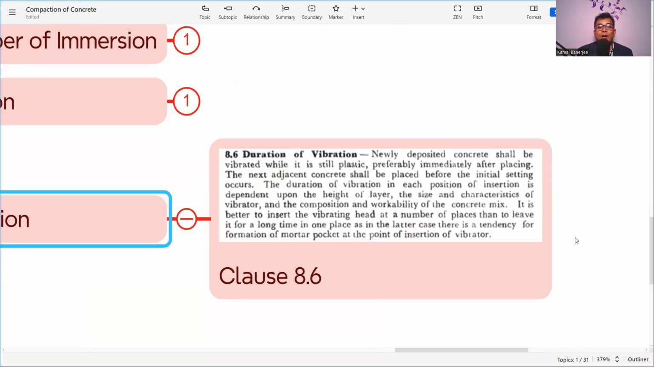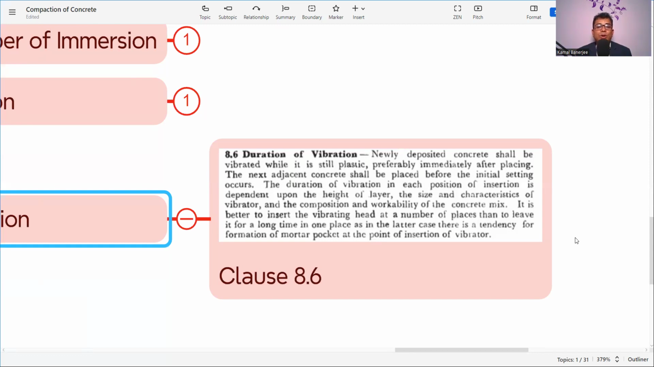Again, clause 8.6 says newly deposited concrete shall be vibrated while it is still plastic, preferably immediately after placing. The next adjacent concrete shall be placed before the initial setting occurs. So it is very important that the initial setting time is monitored at the site. Within the initial setting time, we need to vibrate. The duration of vibration in each position of insertion depends upon the height of layer, the size and characteristics of the vibrator, and the workability of the concrete mix.